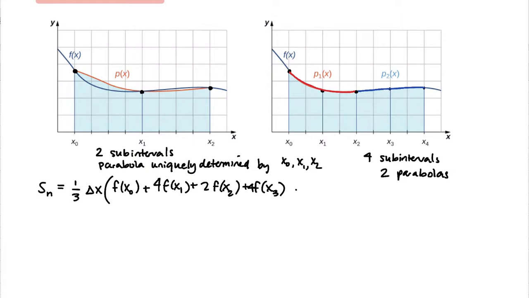You continue on alternating. The pattern is two times the third to last one, 4 times the second to last one. So it goes 2, 4, 2, 4, 2, 4, until you get to the end, and then you finish with f of x sub n. So the pattern goes: first and last, no coefficient, and then the terms in between alternate between 4 and 2. And this is giving you the area under those parabolas that we're approximating.